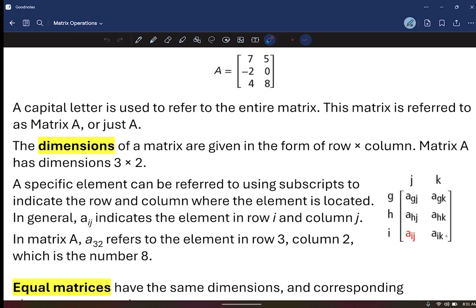A specific element can be referred to using subscripts to indicate the row and column where the element is located. For instance, Aij indicates an element in row i and column j. The first letter is always the row, the second is the column. So in matrix A, A32 refers to the element in row 3, column 2, which is 8. Row 3 would be row 1, 2, 3, and column 2 would be column 1, column 2. So 3, 2 would be the number 8.